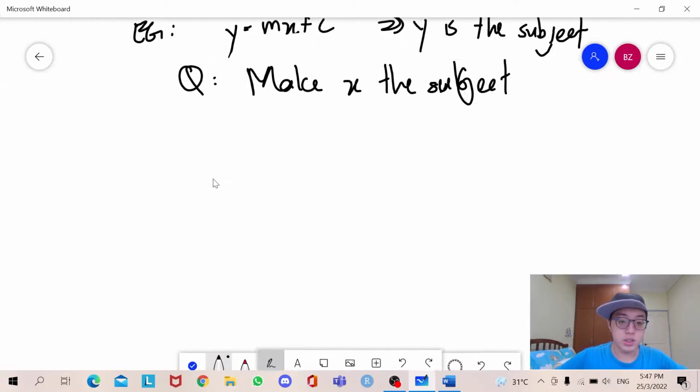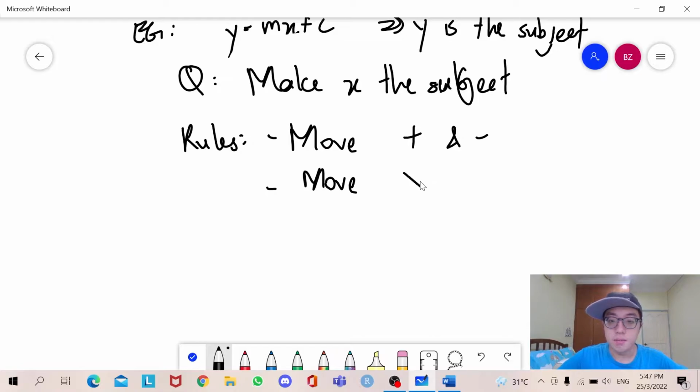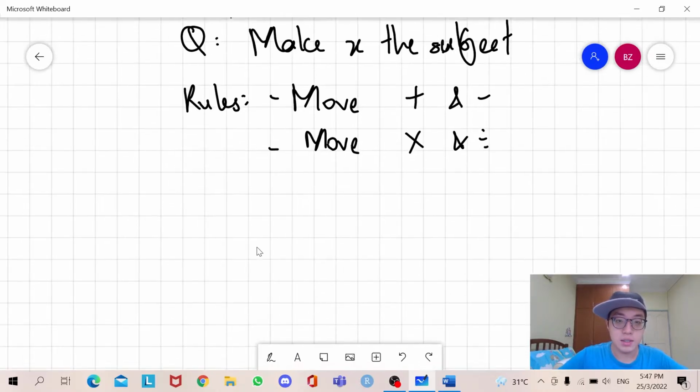There are a few rules here that I created myself. You will need to move plus and minus to the other side first, followed by moving multiplication and division. I'm pretty sure that you know that when addition moves to the other side, it becomes subtraction, and vice versa, and it goes the same for multiplication and division. And even moving the square root to the other side, it will become a square. So let's see how we can rearrange y equals mx plus c to make x the subject.